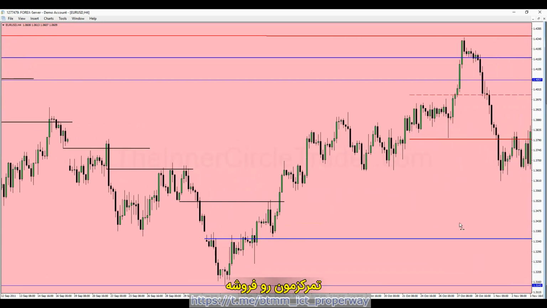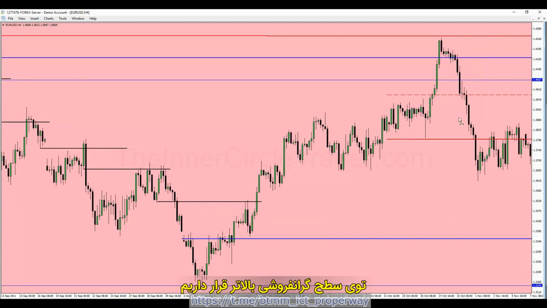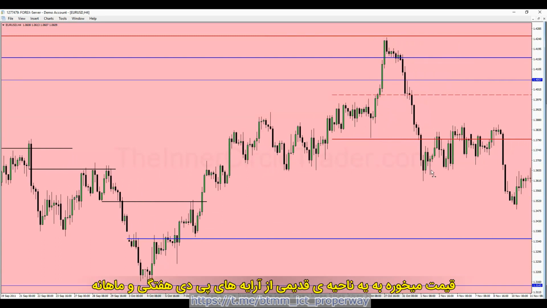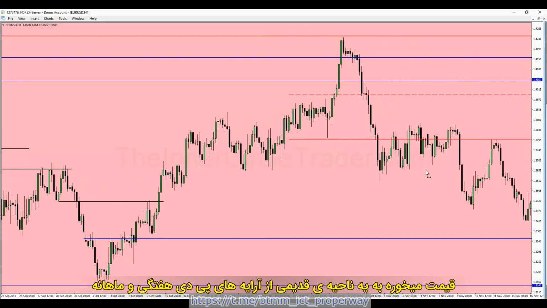We're focusing only on the sell side. So when we get up into this area here, we're up into a higher level premium. Price hits an old area of monthly and weekly PD arrays.